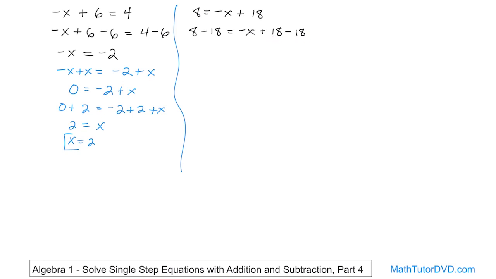So on the left, what is 8 minus 18? When you do subtraction, you just take the bigger number minus the smaller number. 18 minus 8 gives you 10, but the sign of it is going to go with the larger absolute value, which is this guy, making it negative 10. On the right-hand side, the 18 minus 18 gives you 0, so you just have negative x.